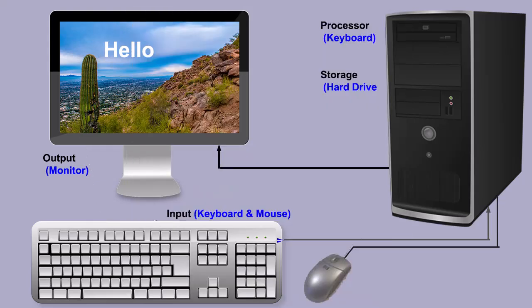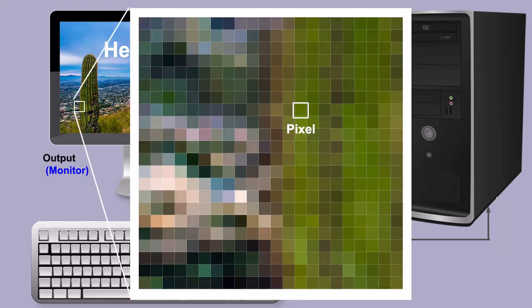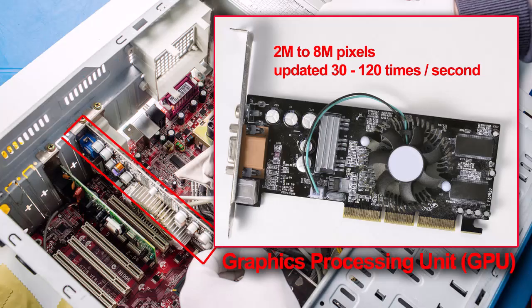And while monitors come in different resolutions, the most typical is 1,920 pixels wide and 1,080 pixels high. That's a little over 2 million pixels total, and each pixel takes 24 bits of information. We'll talk about bits and bytes in a minute, but that's almost 50 million pieces of data, and those 50 million bits are updated 30, even 60, and in some cases 120 times each second.